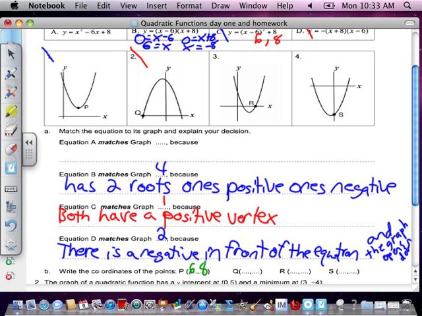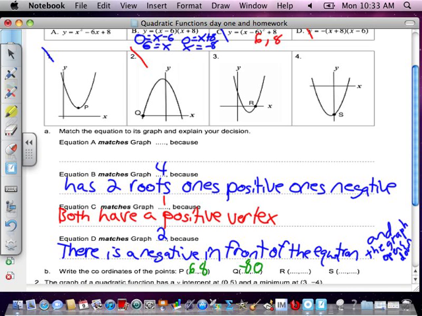Q is a root for number 2. 2 goes with which one? 2 goes with D. So we look at D, and it is the negative root, so it would be negative 8. So we've got negative 8, 0. Because the y value is 0 when it crosses the x-axis.